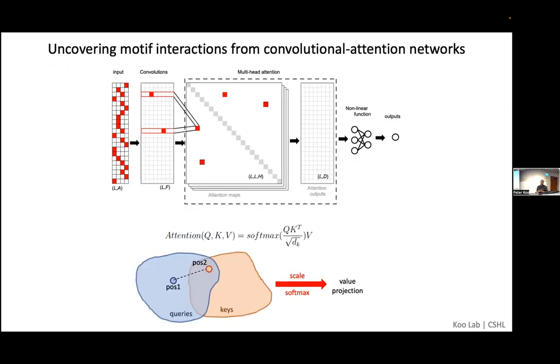And this is possible with convolutional attention networks. In a convolutional attention network, the first convolutional layer can learn a motif, and then the so-called multi-head self-attention layer can learn motif interactions. Multi-head self-attention is the primary component of a transformer, which has driven state-of-the-art performance in natural language processing, computer vision, and even protein structure prediction.